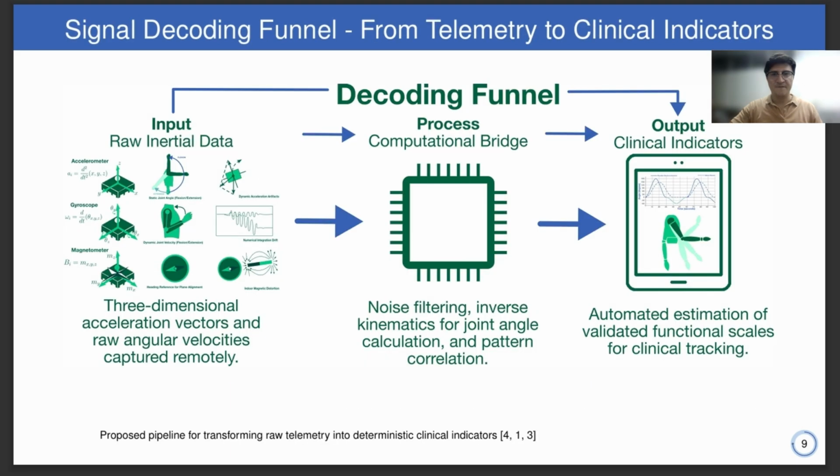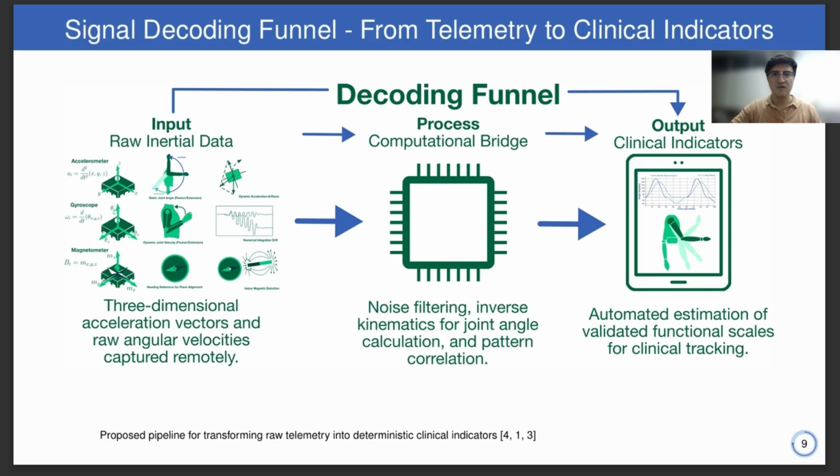Signal decoding funnel. This slide presents our decoding funnel, how we turn raw, noisy wearable signals into meaningful clinical information in three stages. Input: raw inertial data from the accelerometer, gyroscope, and magnetometer, calibrated specifically for upper limb rehab. But these raw signals suffer from artifacts, drift, and magnetic distortion.